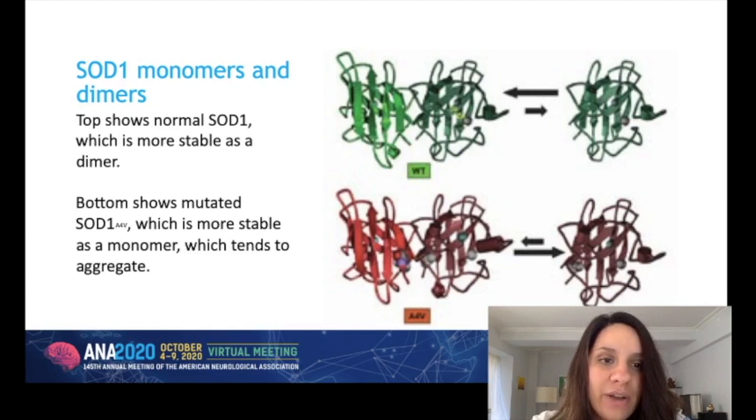The top is a healthy SOD molecule from a wild-type SOD1 gene. The bottom is a mutated SOD1 A4V molecule, which is more stable as a monomer. The monomer tends to aggregate. The top one is more stable as the dimer, which is more functional and does not aggregate.